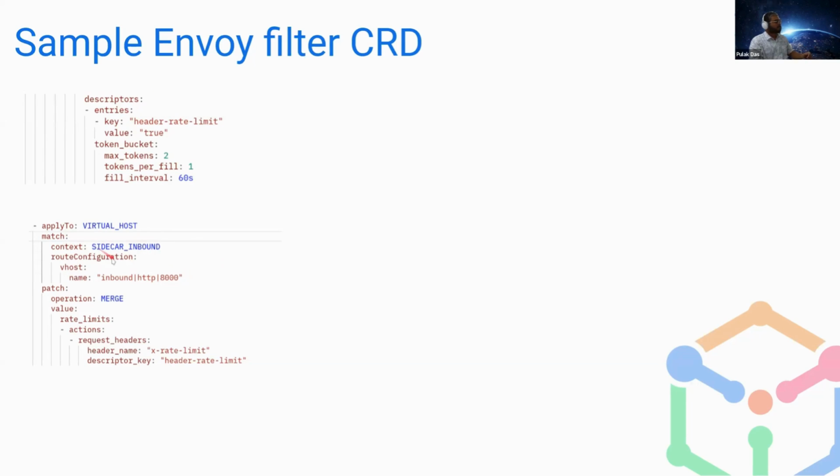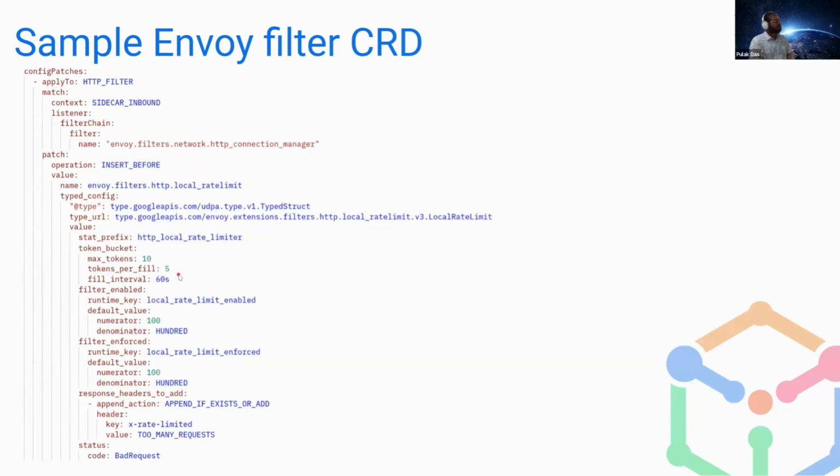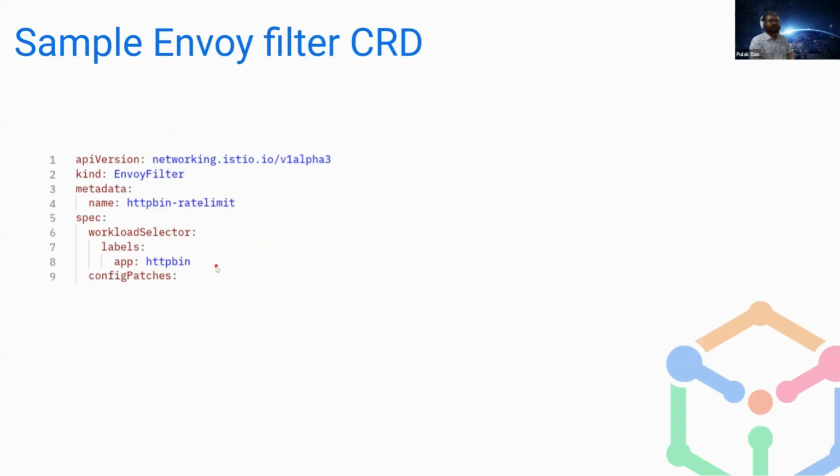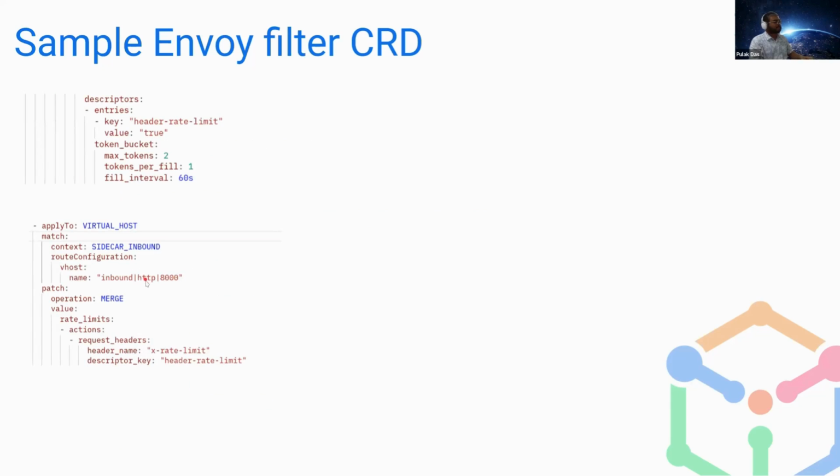And so what we are doing is finding the route which has a virtual host of inbound HTTP 8000, because if you look at the app I'm targeting, it is HTTP pin. By default, the port is 8000 for that. So we're targeting the HTTP requests on port 8000, whatever is coming inbound. And again, the context is set to sidecar inbound here. So we are taking this virtual host configuration and merging in some additional values here. What we're doing is setting these rate limits.